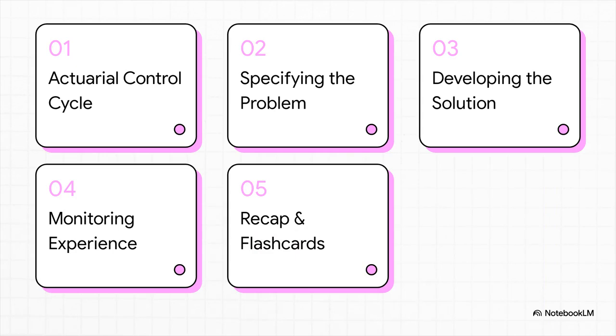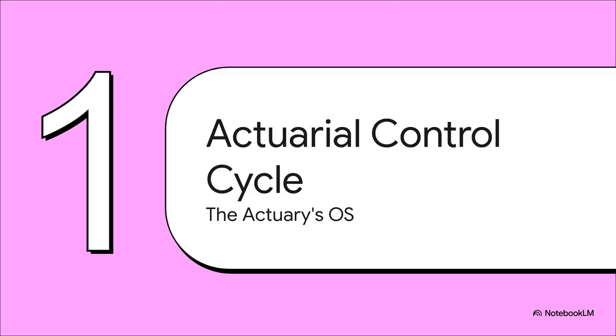So here's the plan. We're going to build everything around the actuarial control cycle. We'll hit each stage: specifying the problem, developing a solution, and then monitoring the experience. And stick around, because at the end, we've got a super fast recap and some killer flashcards to get you ready for exam day. Okay, let's dive right in with Section 1, the actuarial control cycle.